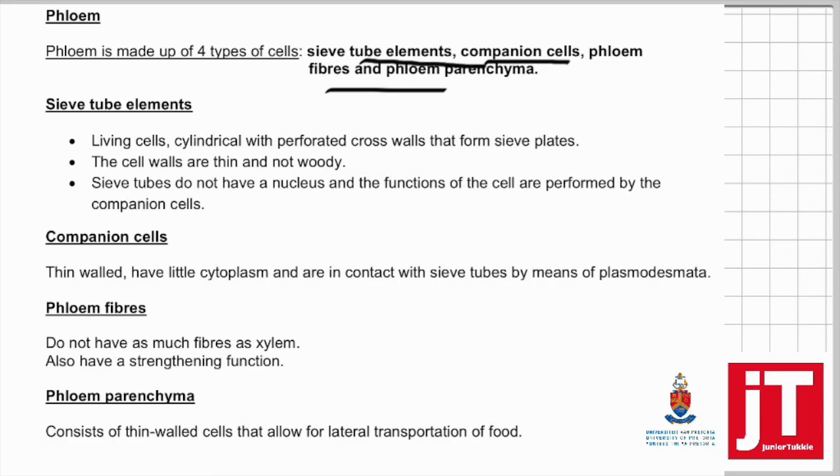Now, you also get phloem parenchyma. The phloem parenchyma is there for transporting of food, and then the phloem fibers are also there for strengthening the phloem.